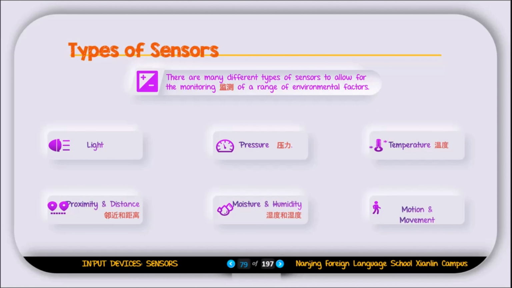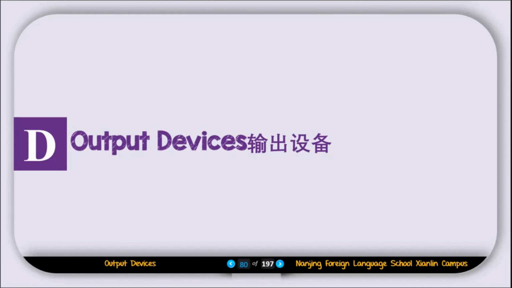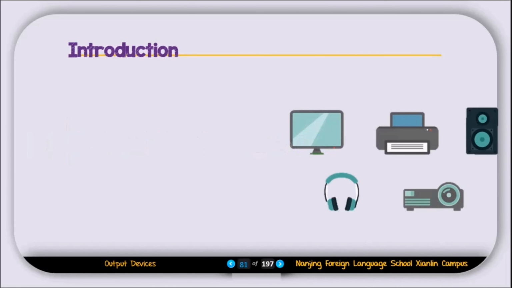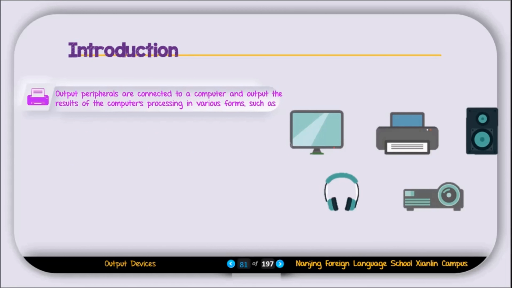In the next lesson, we'll discuss the output devices. In today's class, we are going to discuss the output devices and the storage devices. Let's begin the class. What are output devices, or what are the output peripherals?